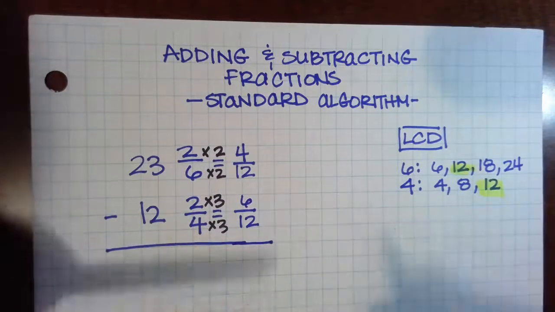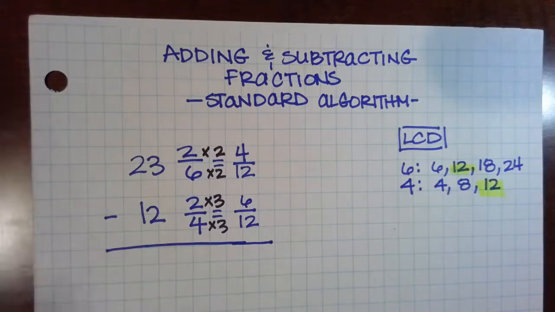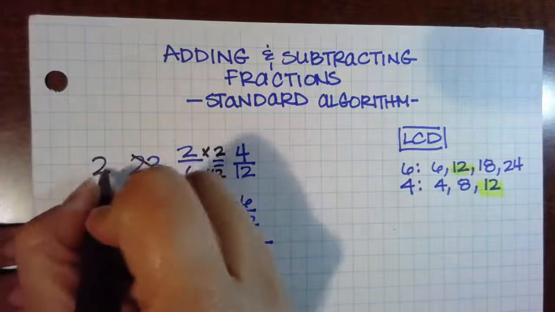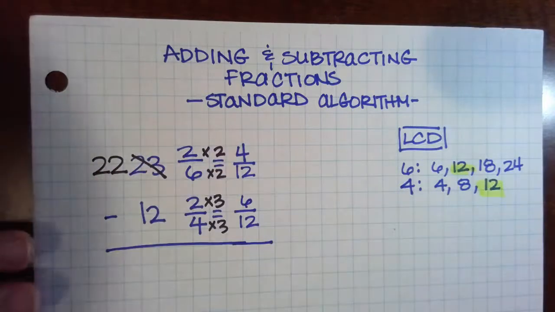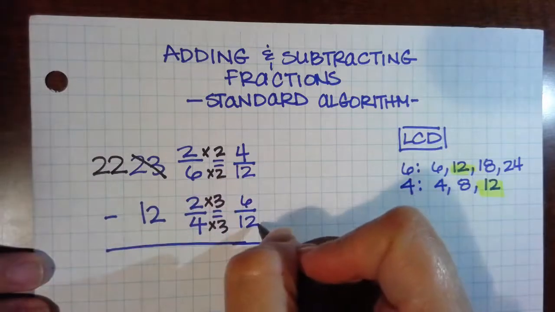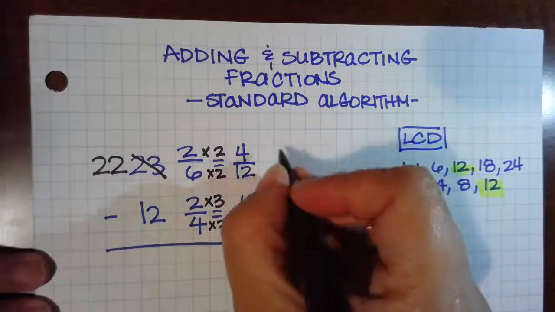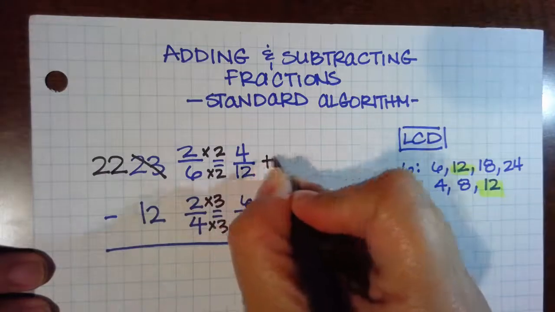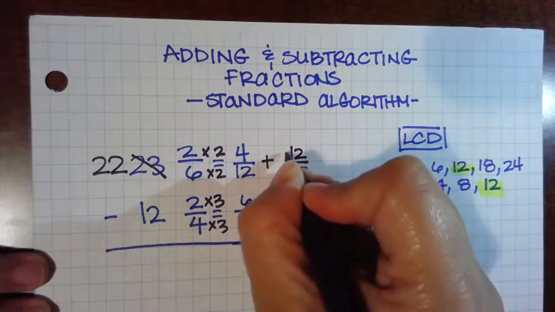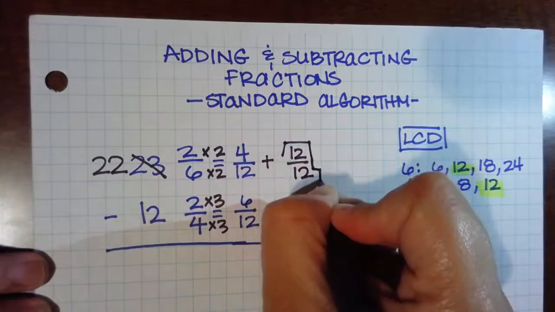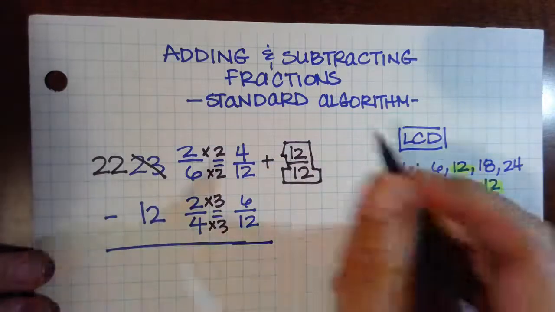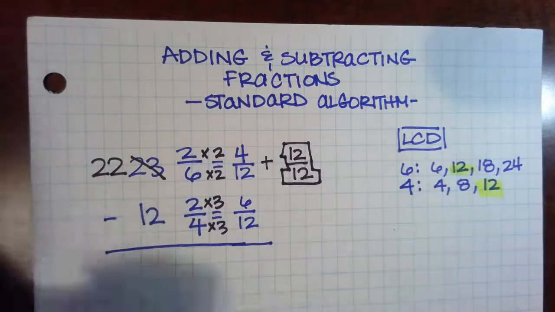I can't do it, so I need to regroup. What I'm going to do is borrow a whole from the 23. So that becomes a 22. And since I borrowed a whole, we know if we're talking about twelfths, a whole would be 12 twelfths. So I'm going to add a whole, which is 12 twelfths. That is your whole that you borrowed, that's a 1.